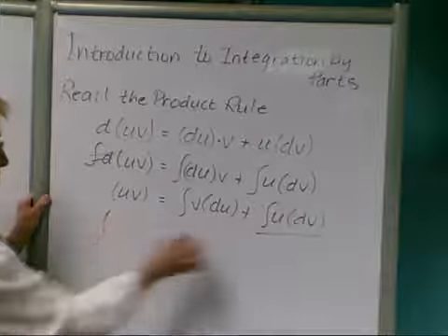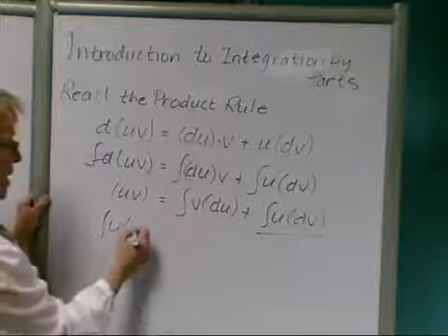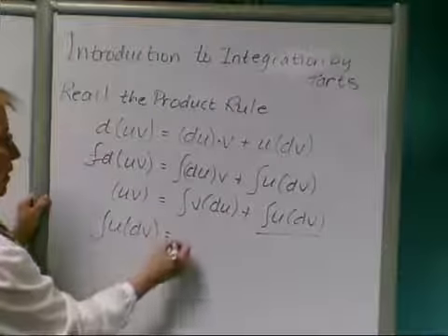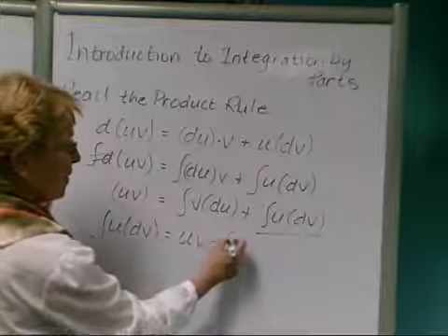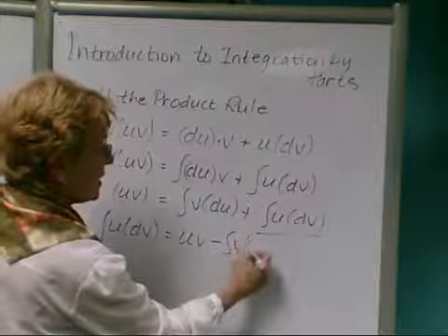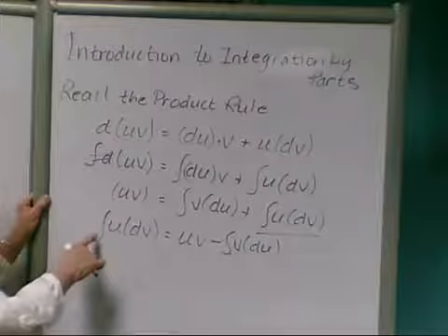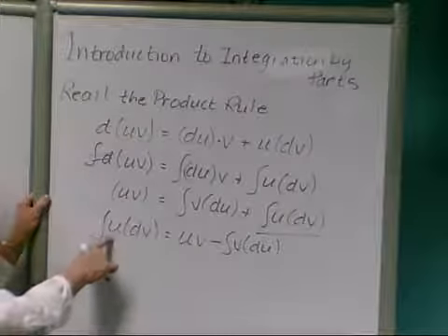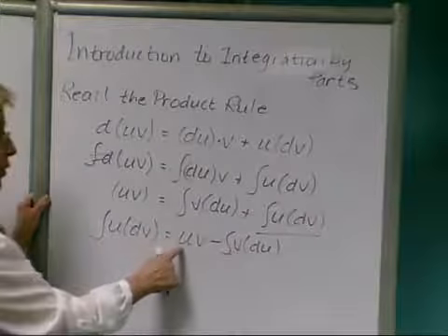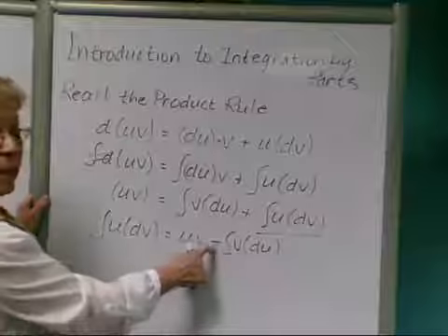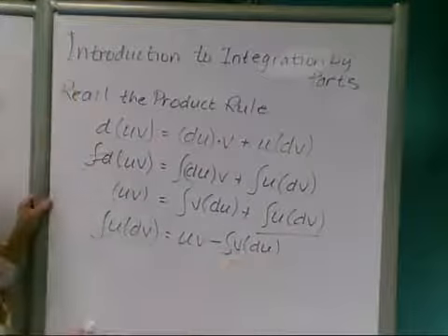So we're isolating this particular term, or integral, and we will have a resulting arrangement that looks like this. We say that the integral of u times the derivative of v is equal to u times v minus the integral of v times the derivative of u.